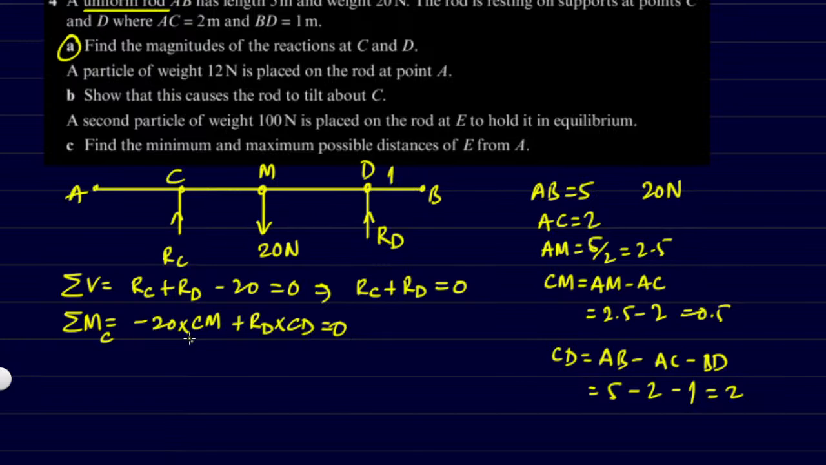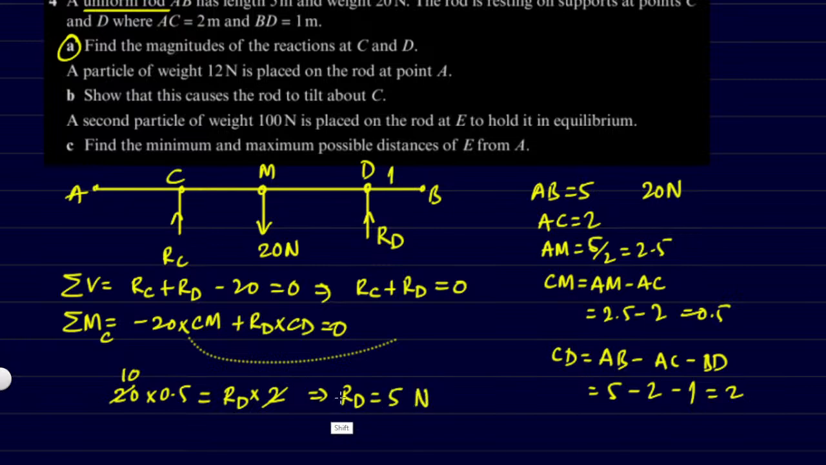Okay. So negative term sent to the other side. We get 20 into Cm 0.5 equals RD into CD. CD is 2. So find RD. This 2 cancels with this, and RD value is 10 into 0.5, 5 newtons, sir? Yes. Yes. Then substitute this over here.